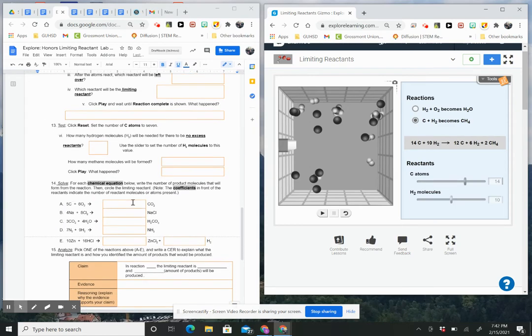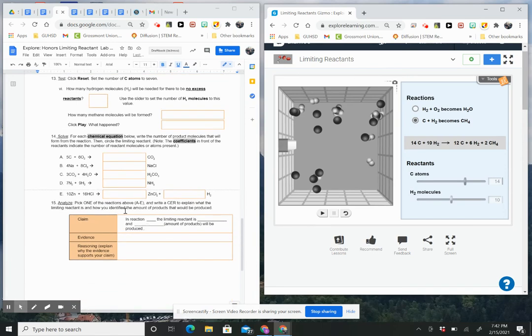Now you're going to have these different simulations or situations. What I would like for you to do is determine, if I have 5 C's and 6 O2s, how many CO2s can I produce? If I have 4 Na's and 8 Cl2s, how many NaCls can I produce? And what I'd like you to pay attention to is what's your limiting reactant and what's your excess reactant in all of these situations.